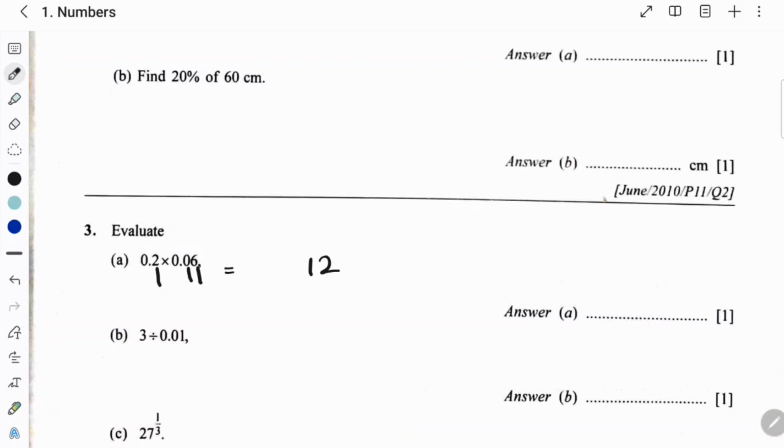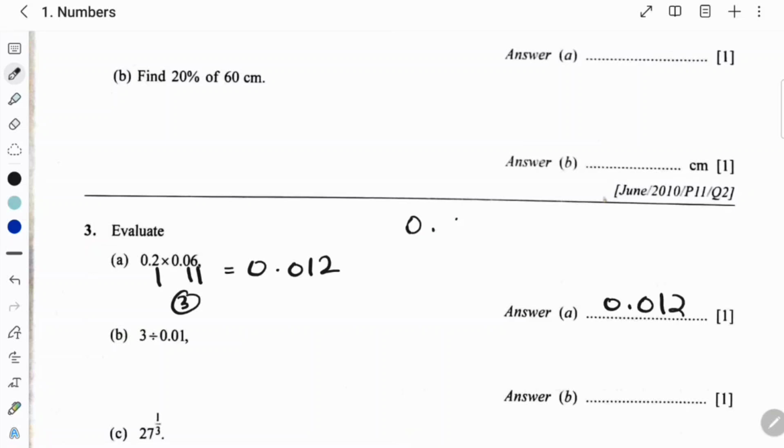In 0.2 there is just 1 decimal place, that is 2. And in 0.06 there are 2 decimal places, which is 0 and 6. So altogether there are 3 decimal places. So we have 1 and 2, put an extra 0, and that is 0.012. So 0.012 is the answer for this question.